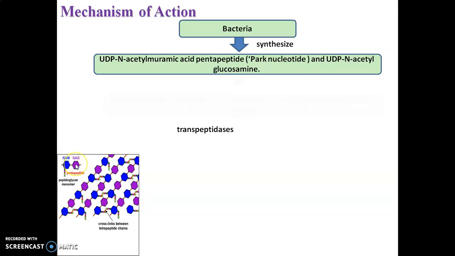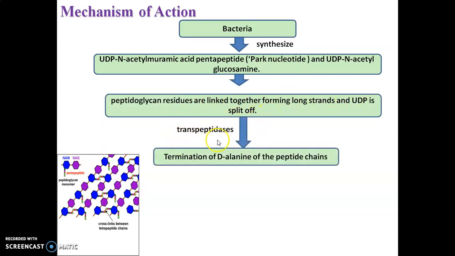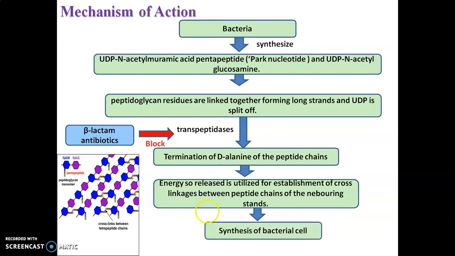These are joined together with a cross-linked peptide, and then the UDP is split off with the help of the enzyme transpeptidase. The transpeptidase causes termination of a D-alanine of the peptide chain. During this process energy is released for the establishment of the cross linkage between the peptide chains of the neighboring strands. These strands are connected together with the transpeptide. This process is helpful for the synthesis of the bacterial cell wall.